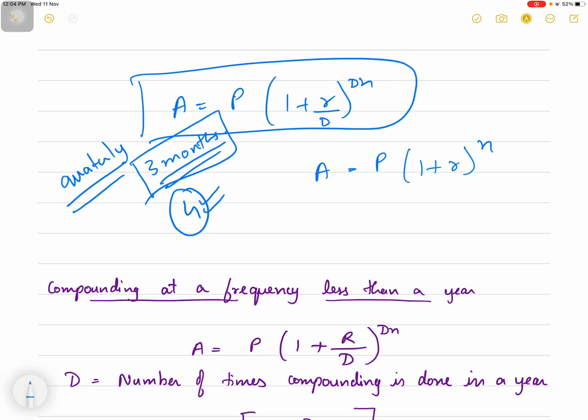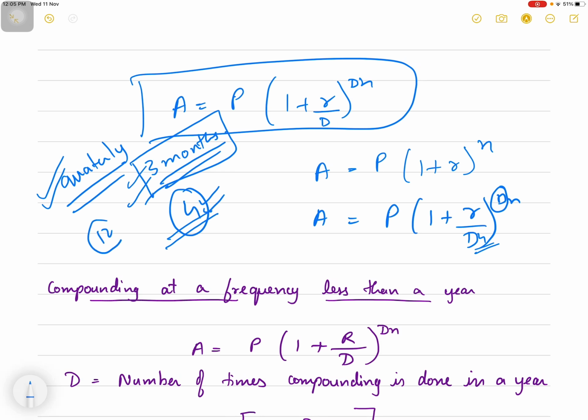So in that case your formula will be A is equal to P into 1 plus R upon D raised to D into N. So D is number of times the compounding is done. When I say the compounding is done quarterly, that means 4 times compounding is done in a year. So your D will be 4. If I say compounding is done monthly, that means in a year 12 times compounding is done. So in that case your D will be 12.